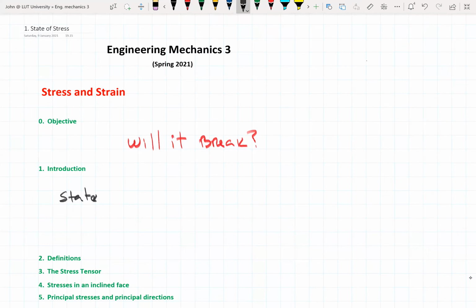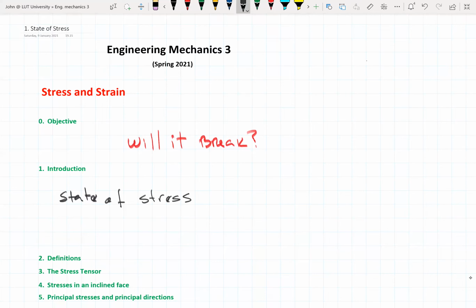So as an introduction, we have to understand something. Let me finish this. State of stress. If I write something incorrectly, please excuse me about that. It's totally new for me trying to write while talking and trying to pay attention that I'm making a nice font that you can understand later. I'll try to do my best here.